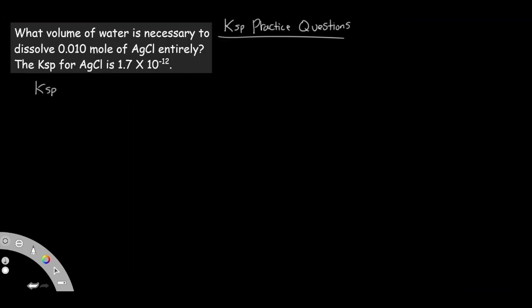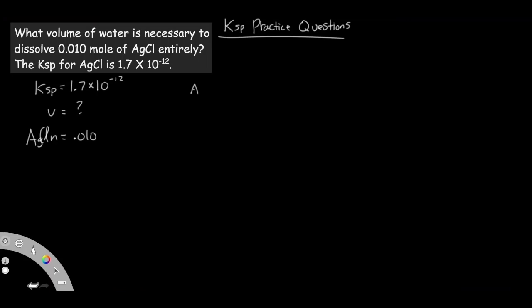They give us our Ksp as 1.7 times 10 to the negative 12. We don't know what the volume is. We're trying to find that. But in terms of its moles that they give us, it is 0.010. Okay, and the 0.010 is of AgCl, of the whole compound. So let's just write this here. And again, this is for the AgCl, the moles for that one.